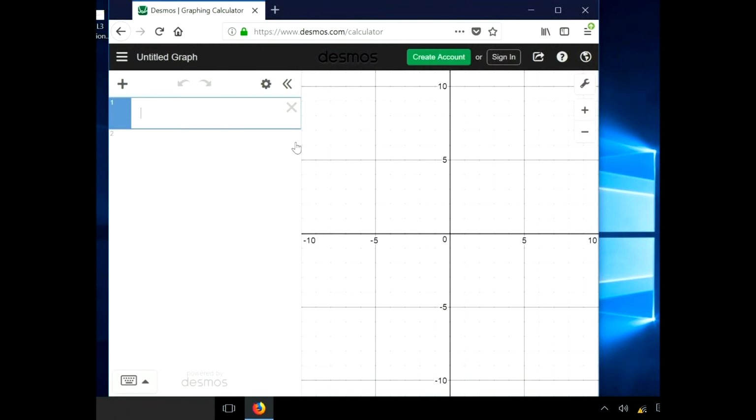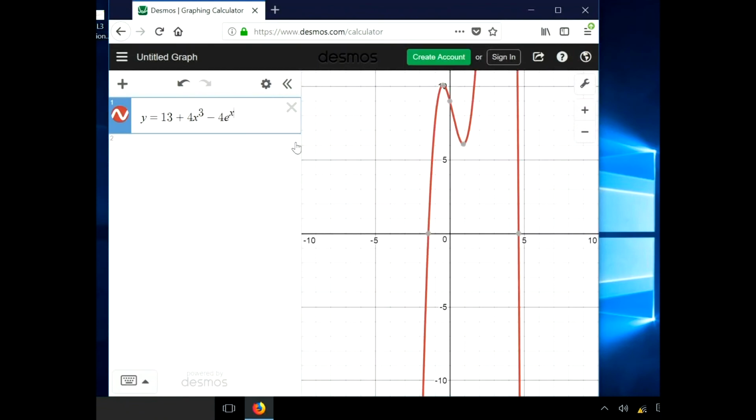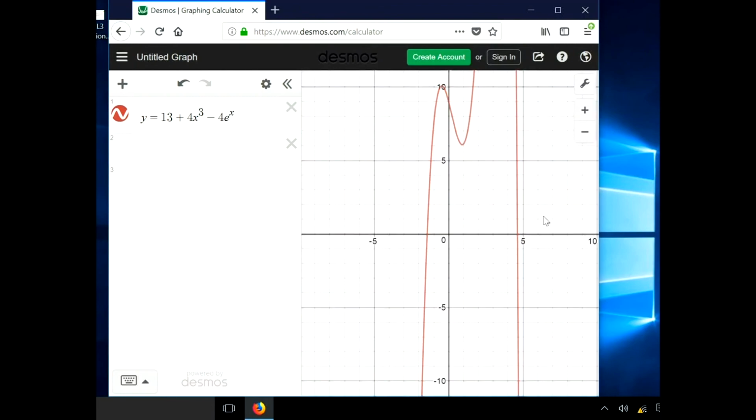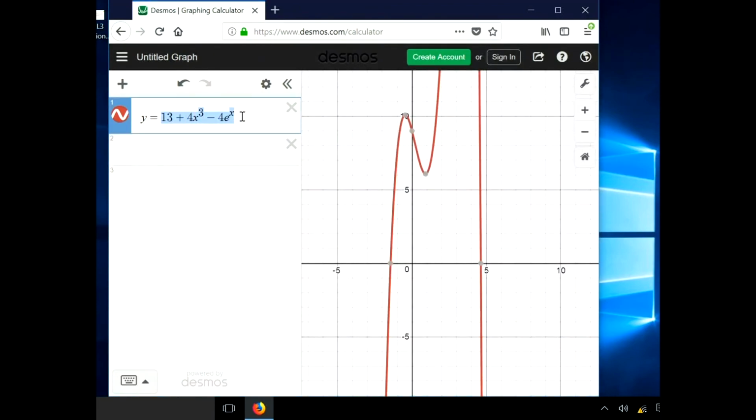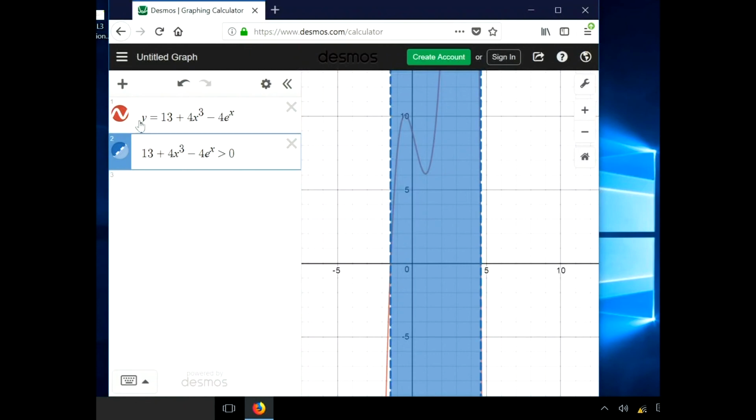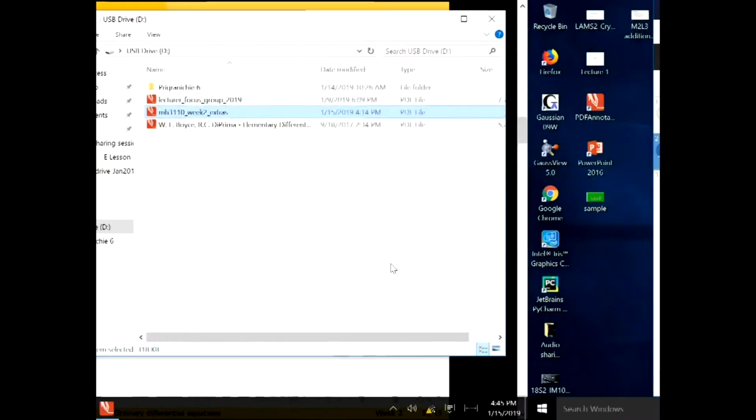Alright, in order to solve the inequality 13 plus 4x cubed minus 4e to the x is bigger than 0, I'm going to just graph the function 13 plus 4x cubed minus 4e to the x, and we see that it is positive on this interval, from minus 1.445 until 4.63 or something like that. In any case, you can even graph this in Desmos. So this is the interval on which the solution of our differential equation is defined.